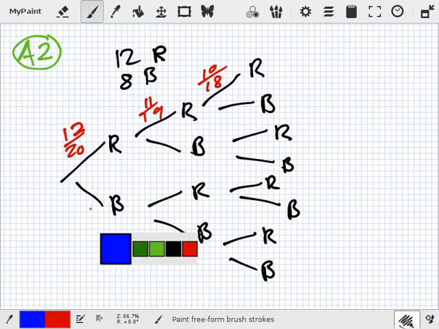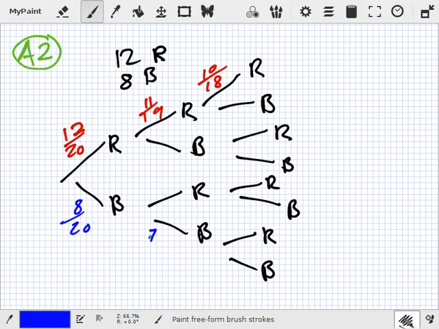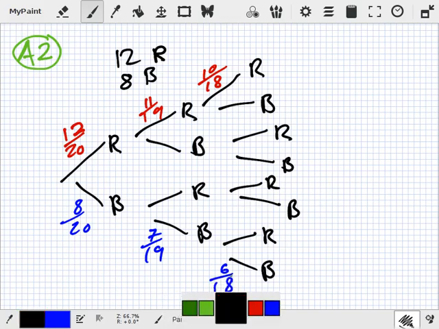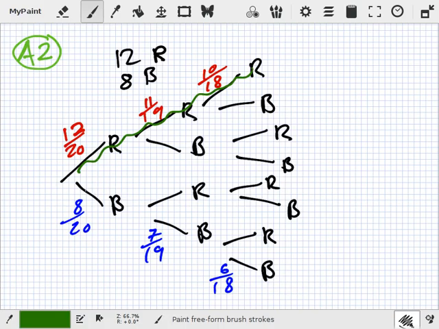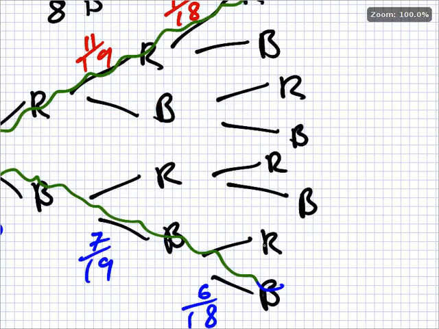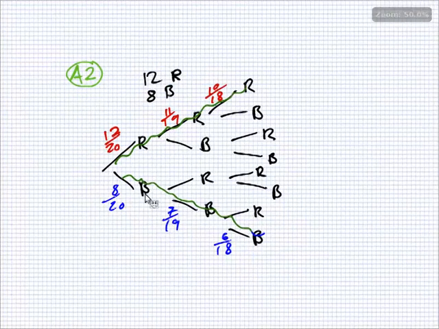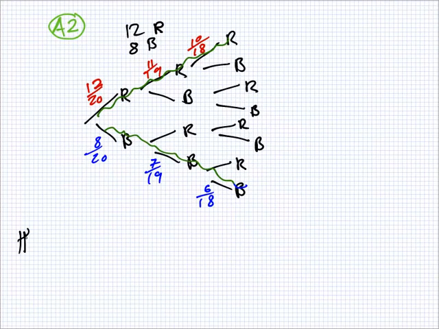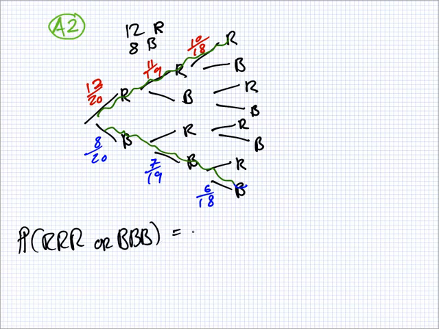So this one here in blue will be 8 over 20, 7 over 19, 6 over 18. So the probability of all red is this one, or the probability of all blue is this one. So let's see, the answer would be the probability of red, red, red, or blue, blue, blue would be what?